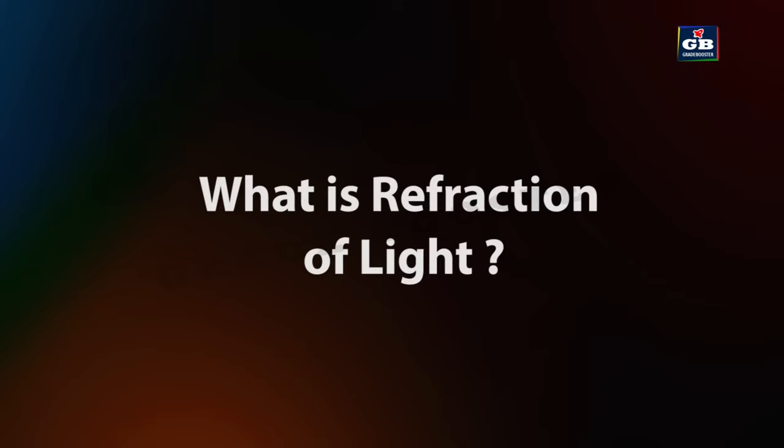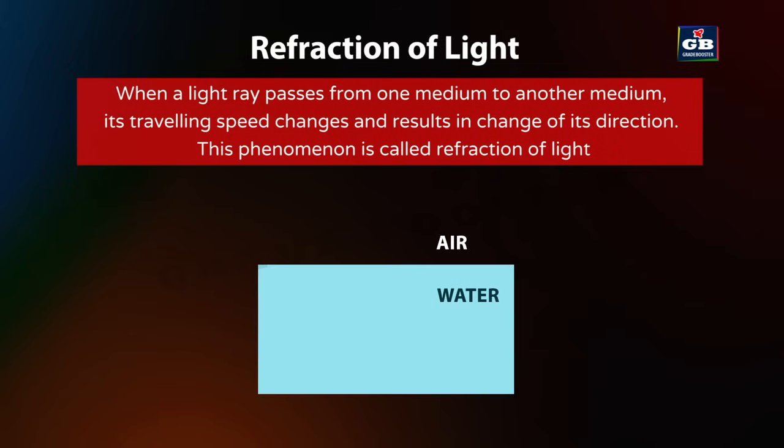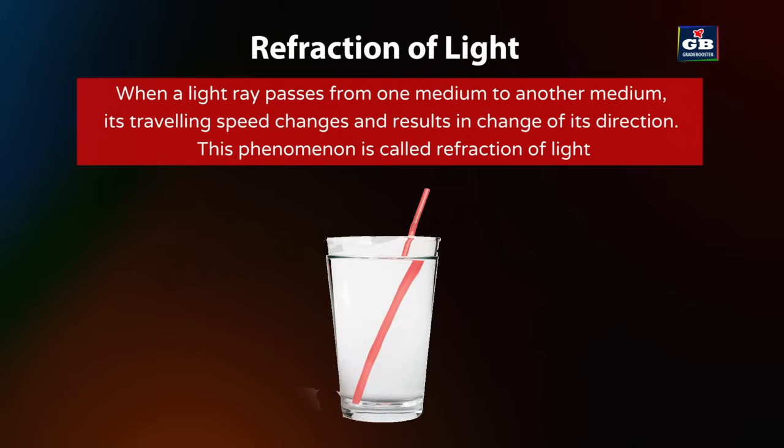What is refraction of light? When a light ray passes from one medium to another medium, its traveling speed changes and results in a change of its direction. This phenomenon is called refraction of light. A straw in a glass appears to be bent. This is due to refraction of light.